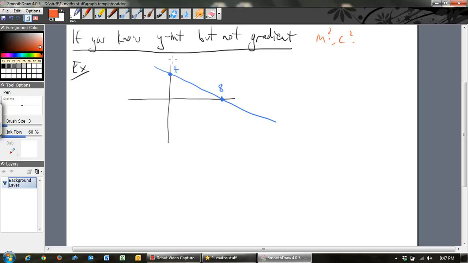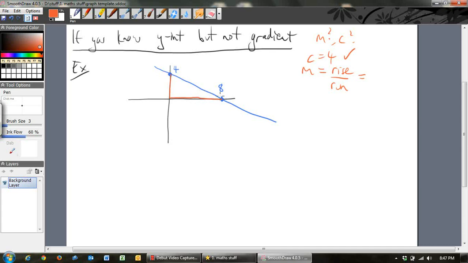Right, what is c? C is the y-intercept, so we've got c is equal to 4. Sweet, that's a great start. All we need to do now is figure out what m is. Now, if you look at this, we know this point on the line and that point on the line. Can we figure out the gradient by looking at its rise and its run? So if m is equal to rise over the run, let's have a look at this.